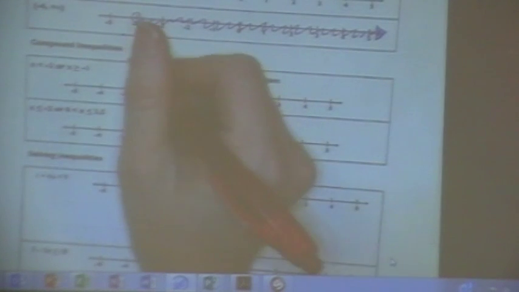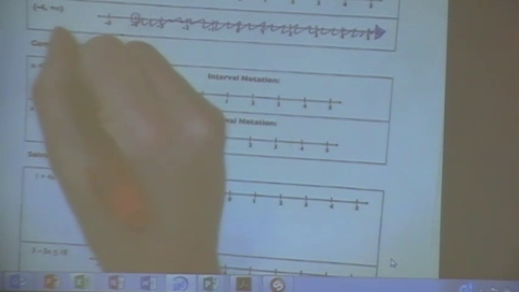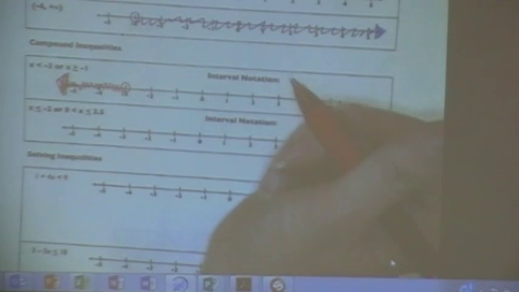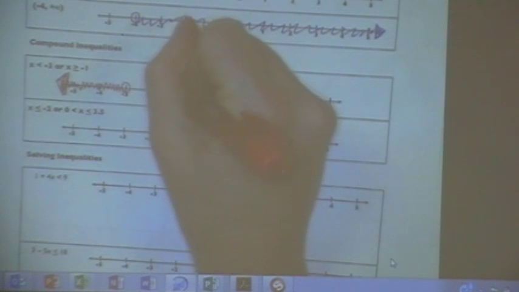So got an open circle on -3. It's pointing left, so I'm shading left. And then closed circle on -1, shade to the right.